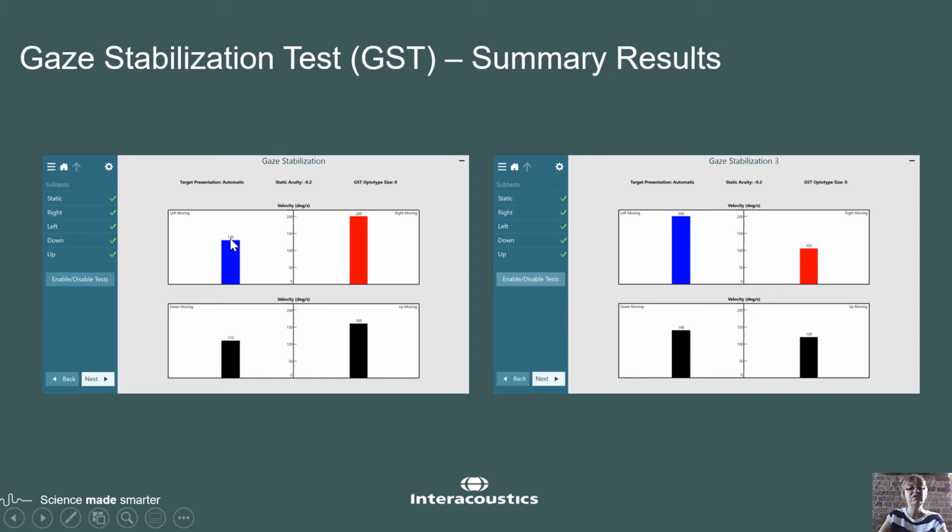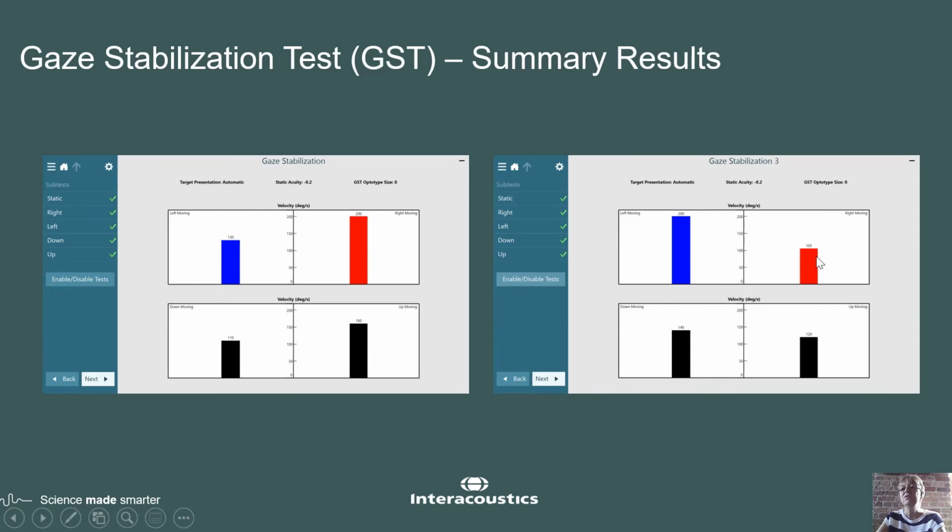And so you can see for the left at 130 degrees per second, the target's already getting blurry, whereas to the right he can go up to 200. So we see this asymmetry. And just another example on the other side, just exactly the opposite. This patient had difficulty moving to the right.